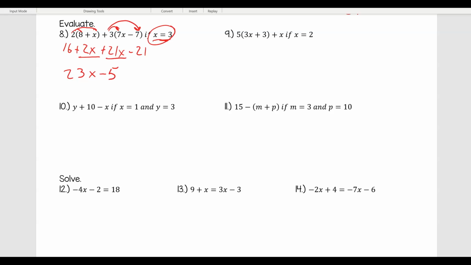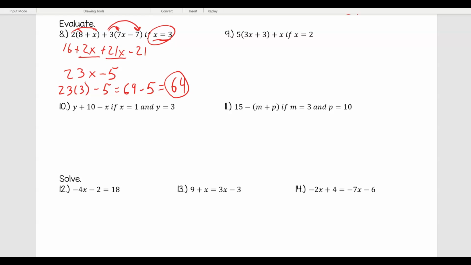Now I want to evaluate this when x is 3. So what happens here is we have 23 times 3 minus 5. So now we will follow our order of operations. So this is going to be 23 times 3, which is 69. Minus 5 would give us 64.